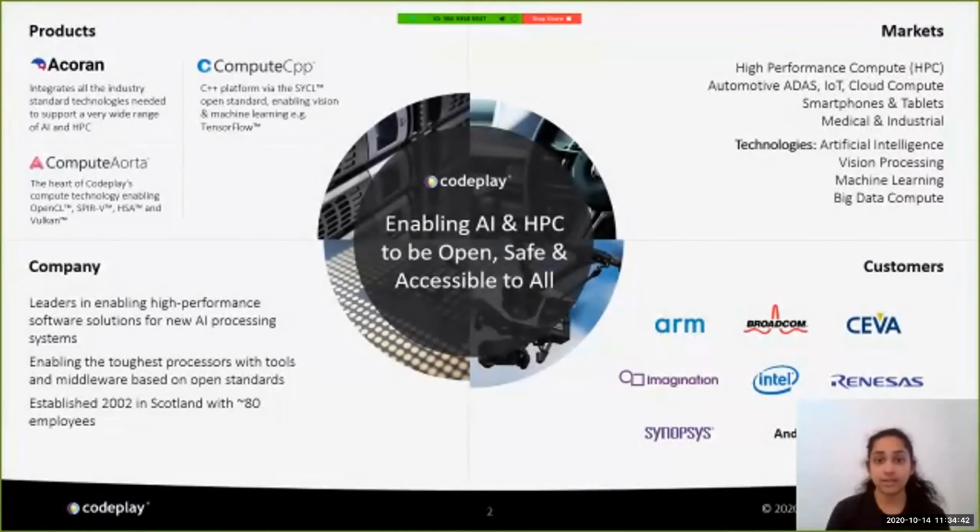If you haven't heard about us, Codeplay is a company of 80 people based in Edinburgh, Scotland. We design and develop heterogeneous solutions based on open standards such as HSA and SYCL. We develop compilers, runtimes, and other tools for different domains like automotive and vision, for different customers like ARM, Renesas, etc.